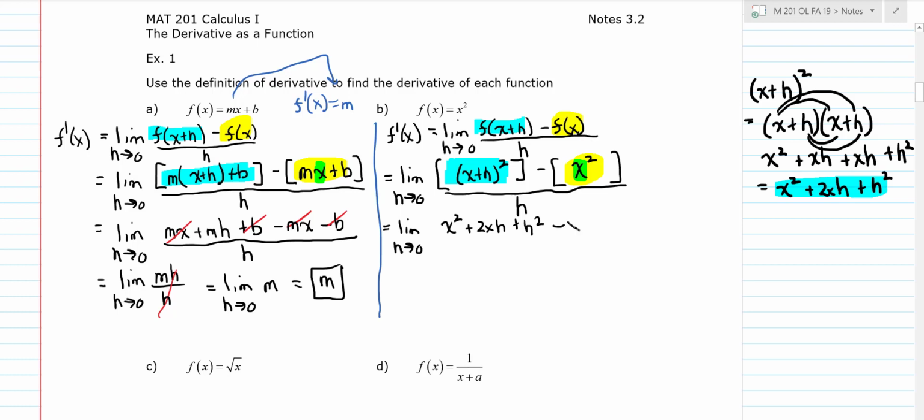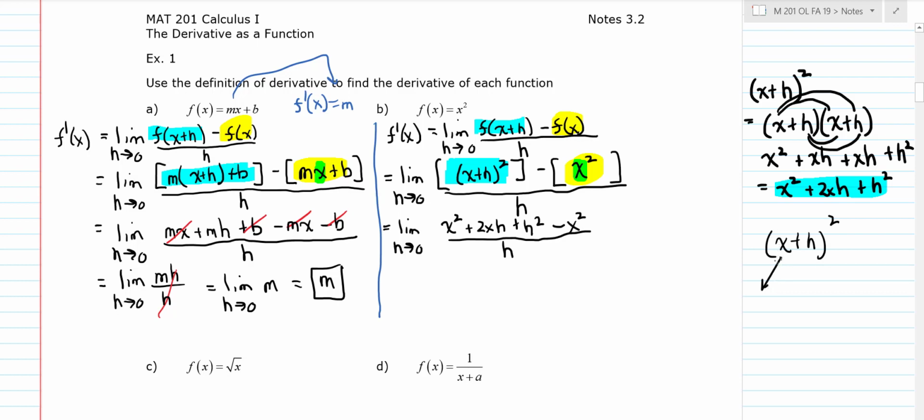Bring down the minus x to the second. And then this will be the limit that we're ultimately going to do. Okay? I do want to show you this also. There's a way to do this in your head, and as a calculus student, you want to get to where you can do this.